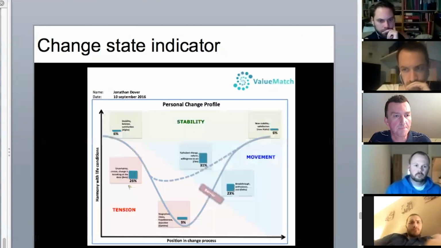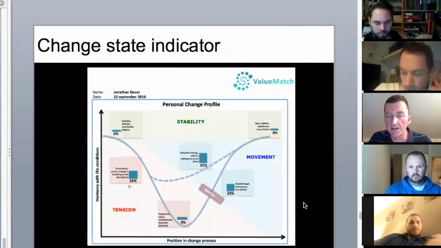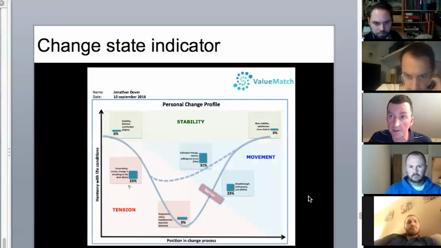We also match that with a change state indicator to see where people are at in terms of change in their life, because people can have the same spiral stack but have completely different life conditions. Some people are madly up for change, some people not. There's no point doing coaching programs for people who are not really up for changing.